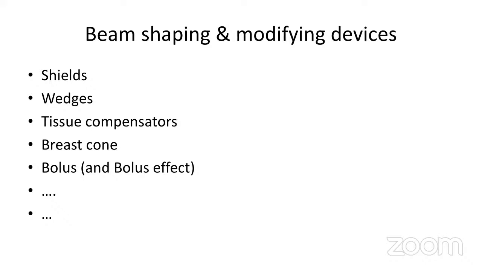Then the bolus and the bolus effect. Sometimes you're not using a bolus, but because you're using a thermoplastic mask, or the skin folds onto itself, it's a self-bolus effect. And there are a few other things, small things like penumbra trimmers and all, which are not normally used. So I'm not discussing them.